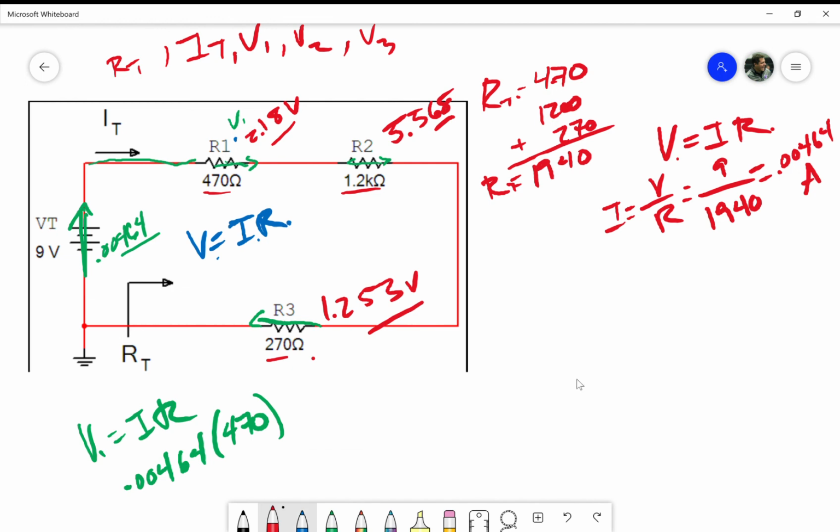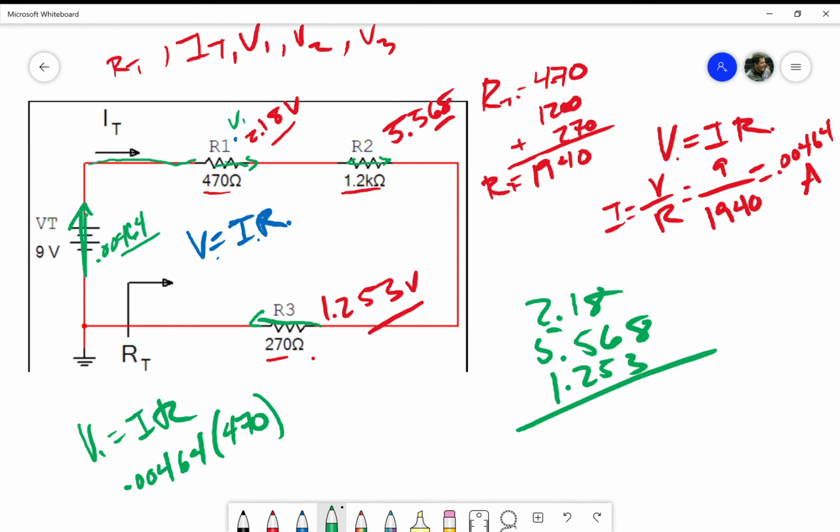So if I go down here and I say 2.18 plus 5.568 plus 1.253. Okay, and I add those up, and let me do that. 1.253 plus 5.568 plus 2.18. I get, oh, look at that, 9 volts, because it has to add up to the total.